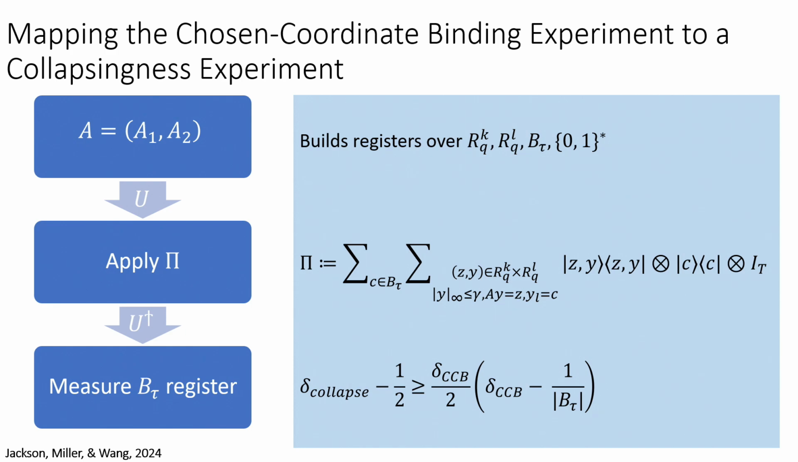Because of this binding property, the choice of that response B tau becomes very important to the structure of the state.